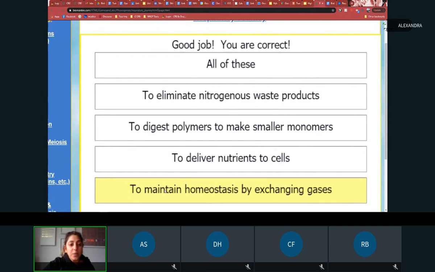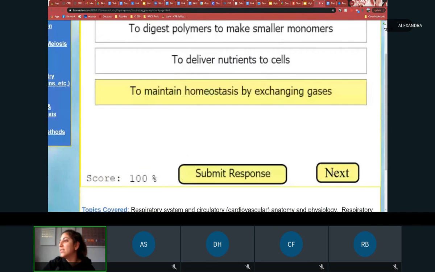I thought we were doing a quiz together. The maintain homeostasis is part of it, and that's really important, but if there's one thing that's going to give you a hint, it's this exchanging gases. We didn't talk about polymers. We're not talking about digestion. We know that we are delivering something to the cells, but remember that the respiratory system is specifically delivering gases, oxygen to our cells. Okay, good, let's see what's next.